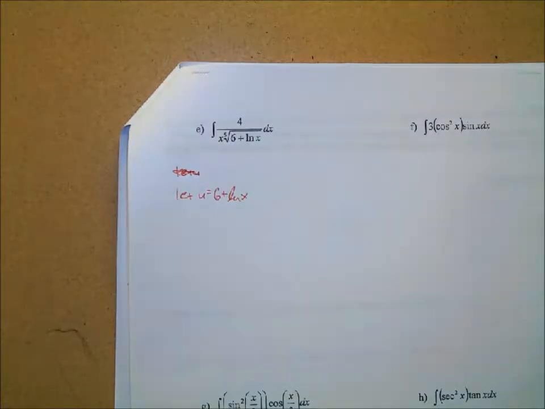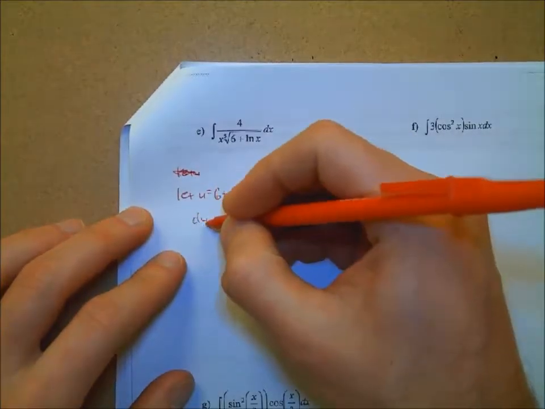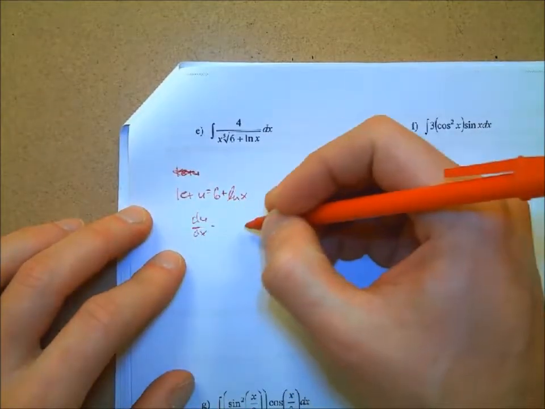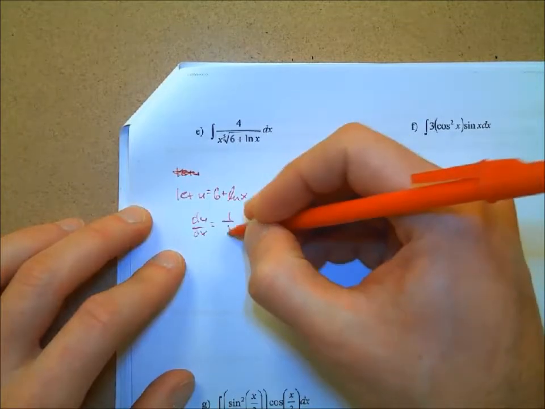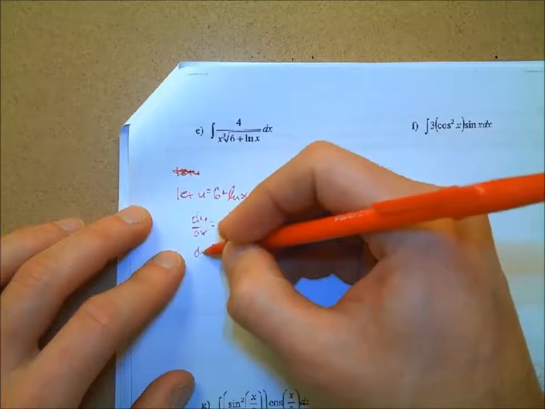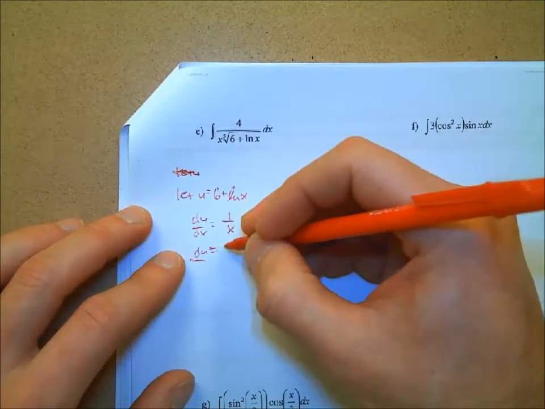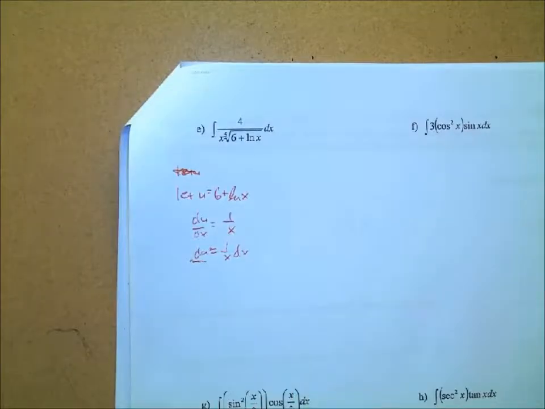Okay, 6 plus the natural log of x. What is the derivative with respect to x of 6 plus the natural log of x? Just 1 over x, isn't it? Derivative of 6 is 0. Derivative of natural log of x is 1 over x. So we get du equals 1 over x dx. Do we have 1 over x dx in this problem?